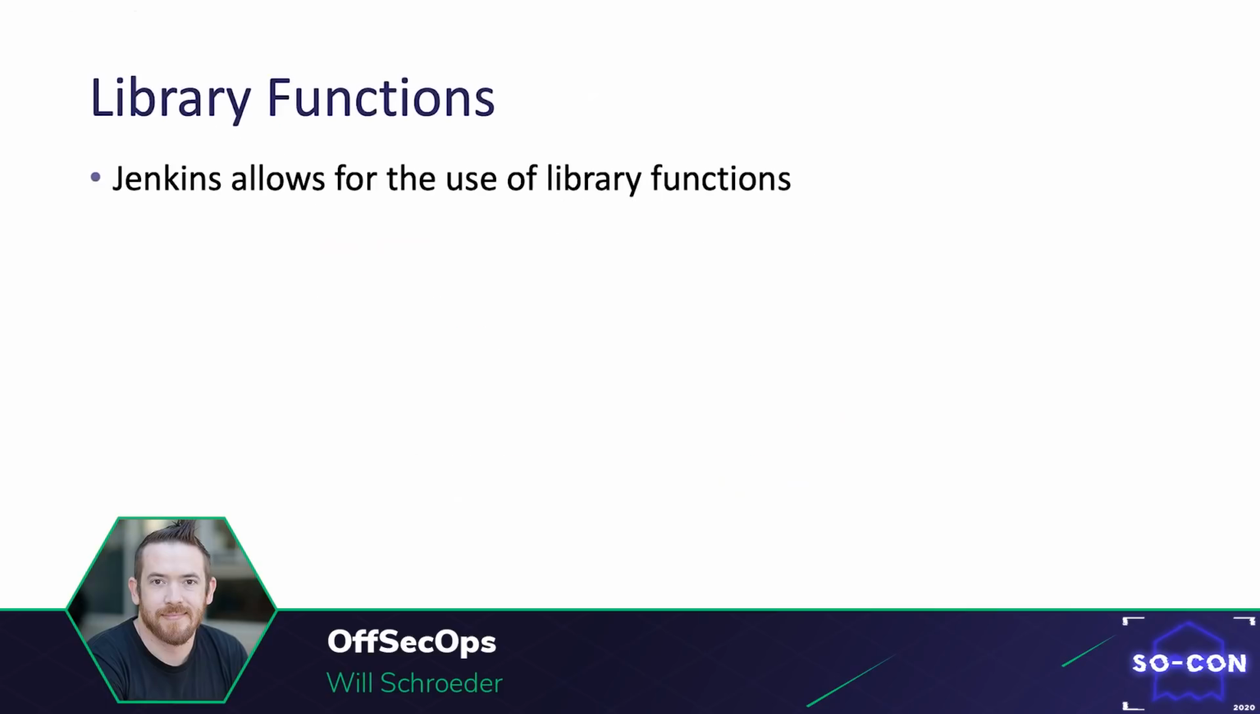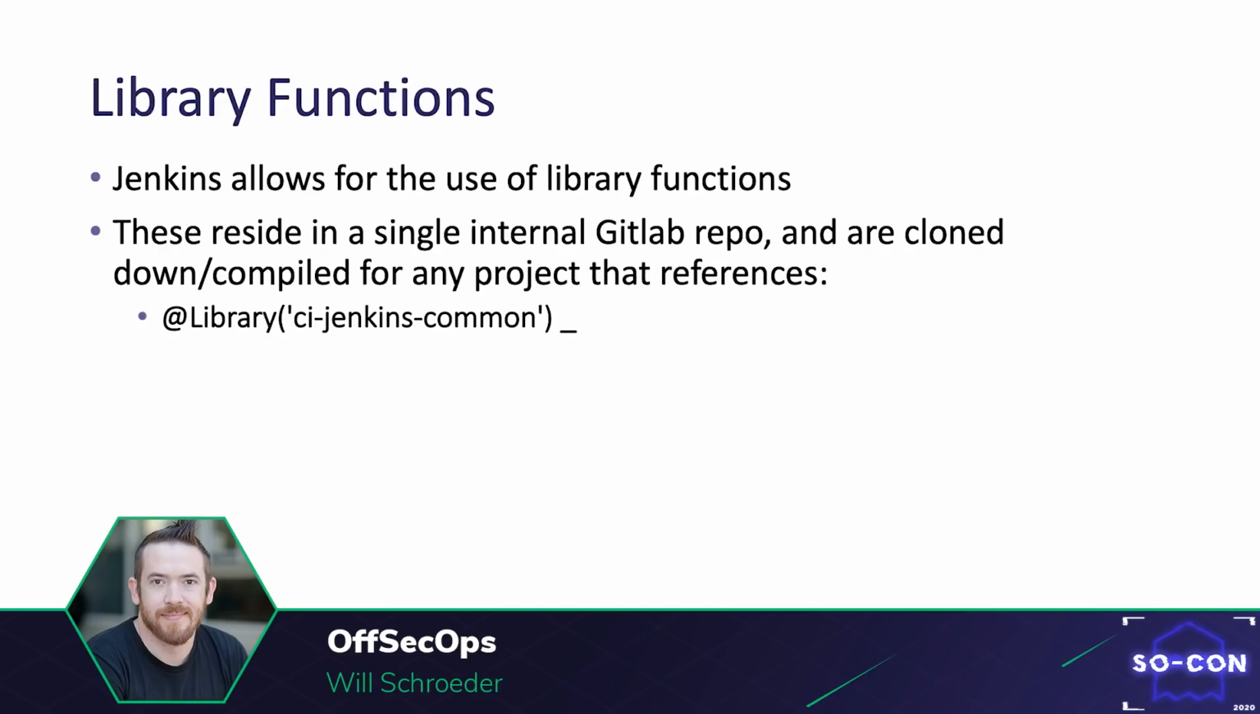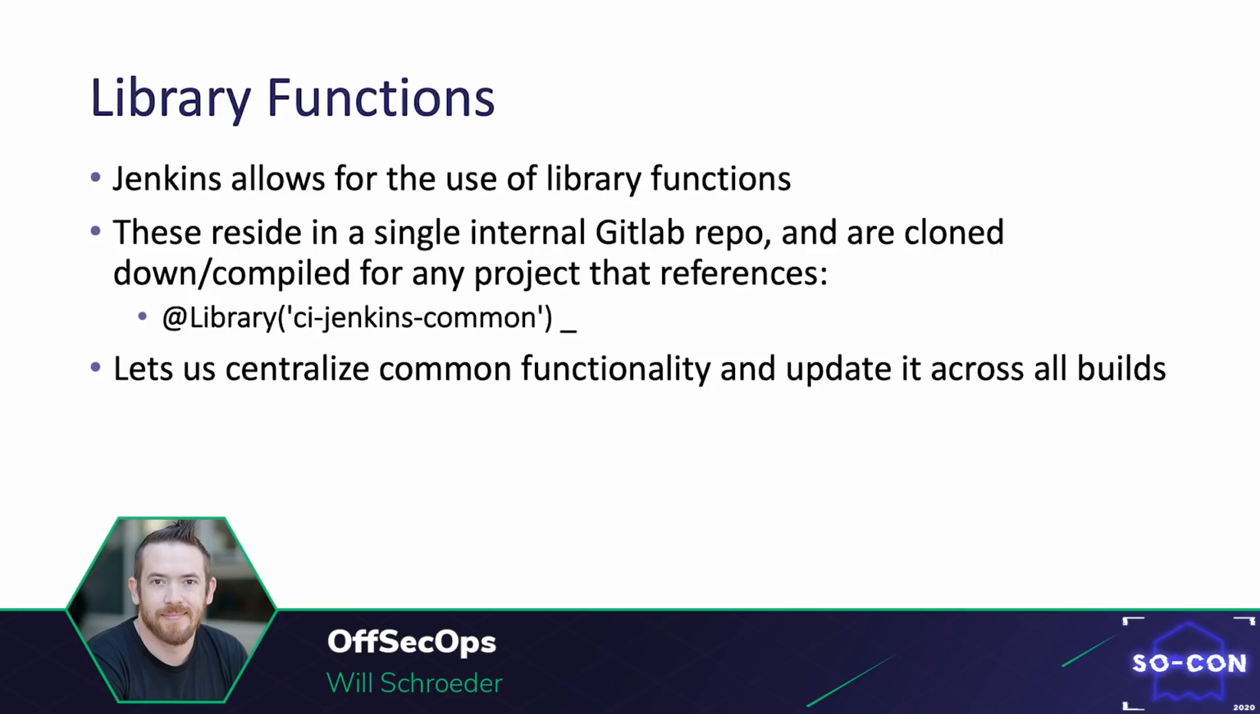we tend to use. Like I mentioned, one nice thing with Jenkins declarative pipeline files is they allow the use of library functions. These reside in a single second internal GitLab repo, and they're cloned down and compiled for any project that references the library name. So this lets us centralize common functionality and update it across all builds.